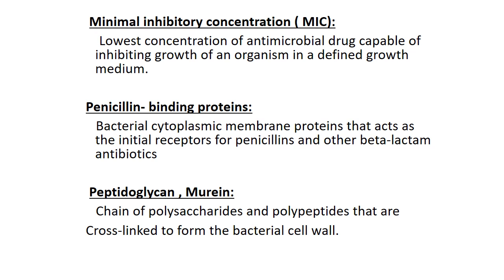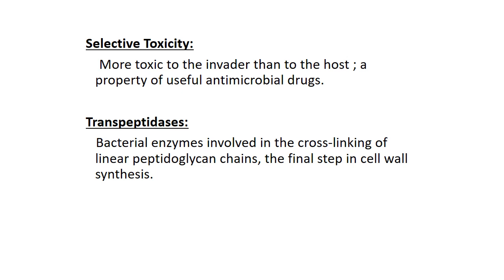Peptidoglycan, or murein, is a chain of polysaccharides and polypeptides that are cross-linked to form the bacterial cell wall. It is very important for the integrity of the bacterial cell wall. Selective toxicity means being more toxic to the invader than to the host, a property of useful antimicrobial drugs. It's very important. Transpeptidase is a bacterial enzyme involved in the cross-linking of linear peptidoglycan chains, the final step in cell wall synthesis.